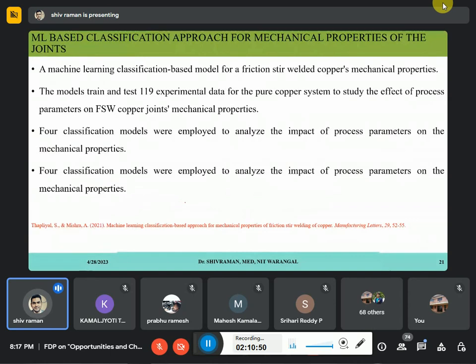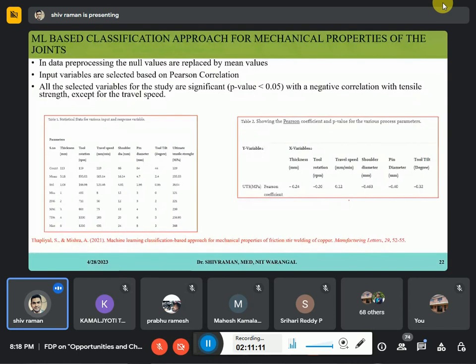Before applying the classification based approach, we did binarization, where we converted UTS into 1 and 0. The criteria is, if the UTS is above 80% of the base material strength, we considered it as 1, and the rest is considered as 0. So these are the input parameters we got.